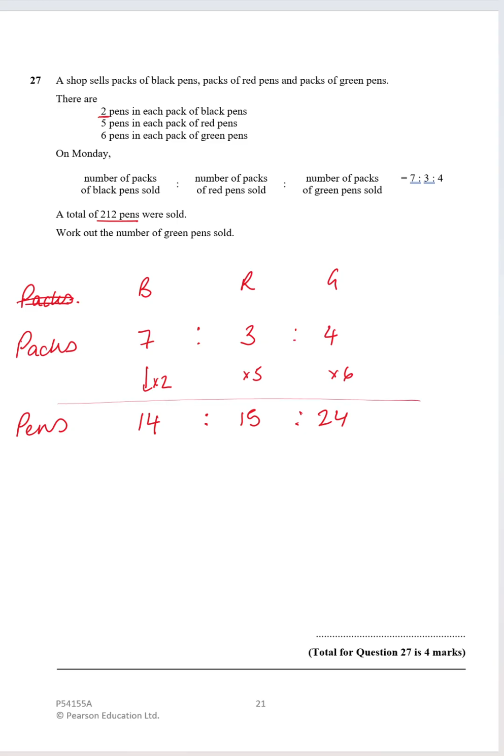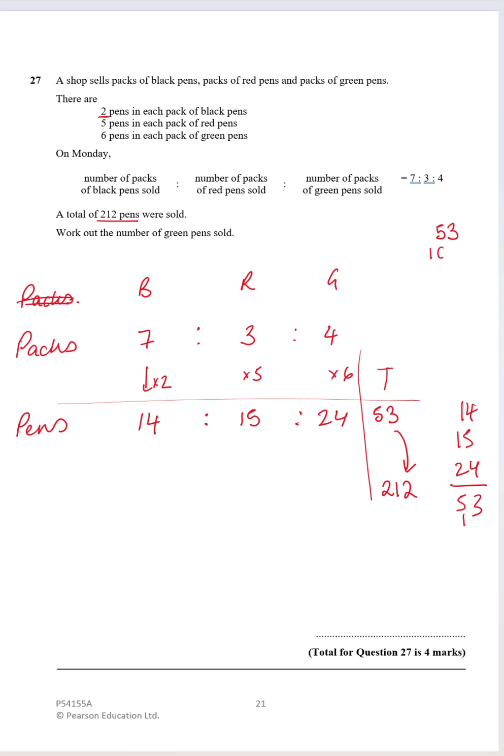I could then work out myself a total column. Well, 14 plus 15 plus 24, I'm going to work out on the side. It's 53. My total number of pens needs to be 212. So to work out a multiplier, I can do 212 divided by 53. If you don't know your 53 times tables, I'd let you off. But what I would do to help you is I'd write down, just start listing them.